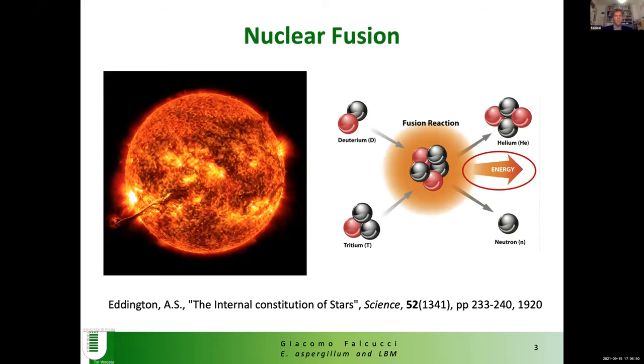Nuclear fusion is what happens inside the stars, and it is the synthesis that happens in nature of heavier elements starting from lighter ones. It is quite curious, but until the 1920s, no one knew what happened inside stars. So this seminal paper in Science by Eddington was the first released on the analysis of what happened inside the stars, with the first ideas of the formulation of nuclear fusion, and it is dated 1920, so 101 years ago.